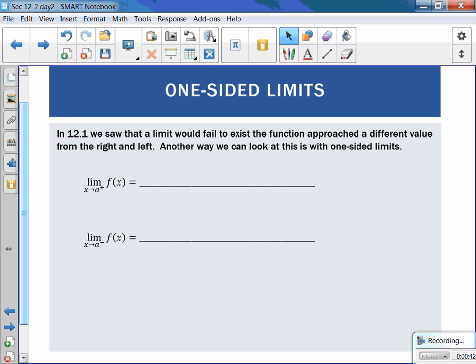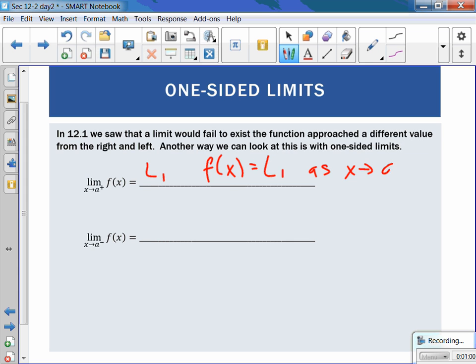A one-sided limit: the limit of f of x as x approaches a, and you have that notation a plus, equals L1. This is the limit of f of x, or f of x equals L1, as x is approaching a, and again that plus means from the right. Likewise, the limit of f of x as x approaches a to the minus, the limit as I'm approaching a from the left, I'll call that L2.